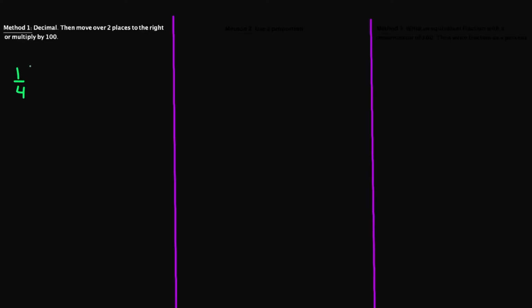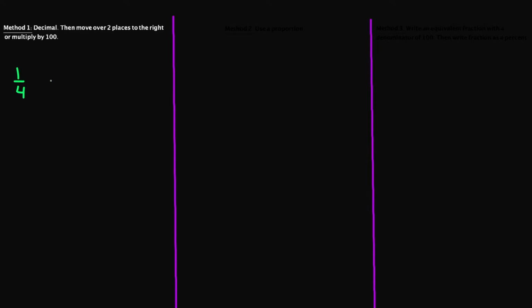So let's look at method number one. Let's say we have the example 1/4. For method number one, you can turn your fraction into a decimal and then move over two decimal places to the right or multiply by 100.